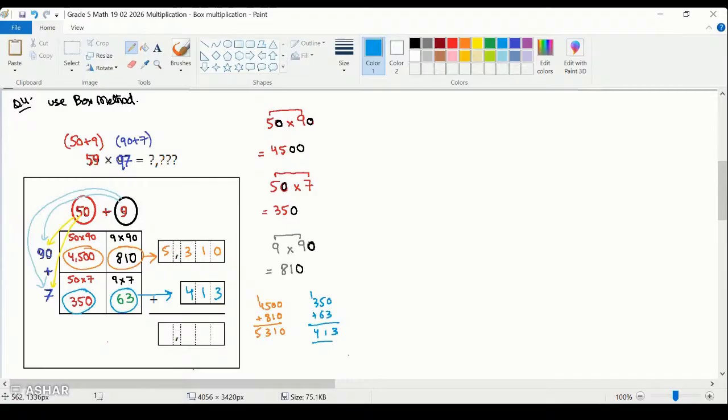When we add the numbers together, what will happen? 0 plus 3 is 3, 1 plus 1 is 2, 3 plus 4 is 7, and 5, right? So now we know that when 59 is multiplied by 97, our answer comes out to be 5,723. Agreed?